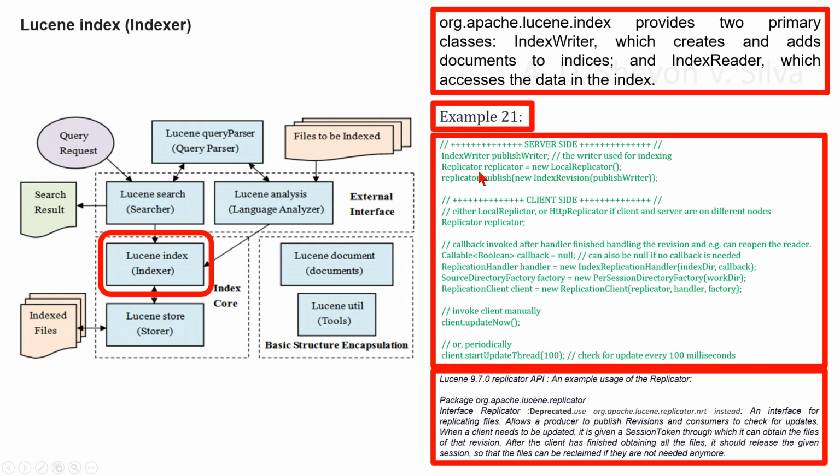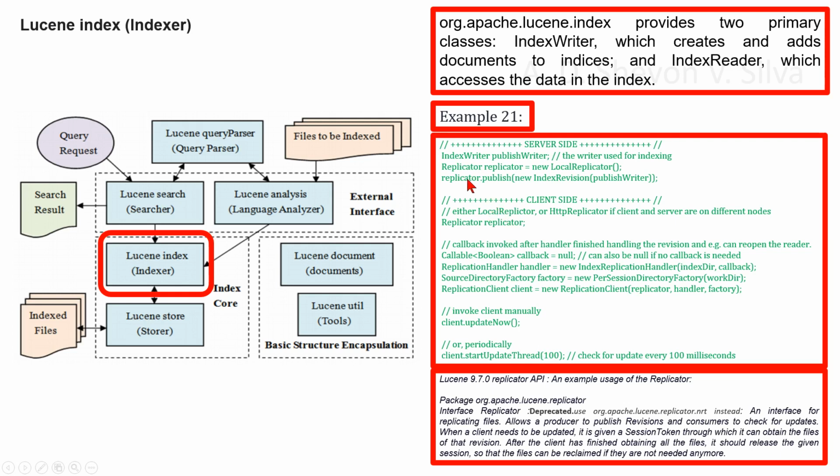Deprecated. Use org.apache.lucene.replicator.nrt instead. An interface for replicating files, allowing a producer to publish revisions and consumers to check for updates when the client needs to be updated. It is given a session token through which it can obtain the files of that revision. After the client has finished obtaining all the files, it should release the given session so that the files can be reclaimed if they are not needed anymore.